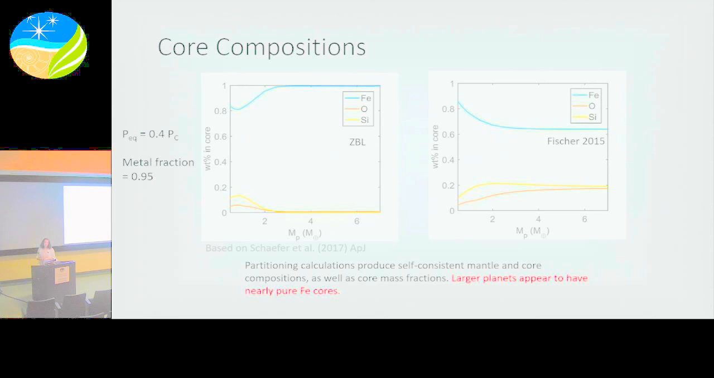a pretty good idea. On the other hand, if the Fischer et al. results are showing sort of a plateau in the light element abundances at planetary masses above about two Earth masses, so we get this relatively constant iron abundance of about 67%, in which case these models for super Earths would then have an error associated with not including these light elements.